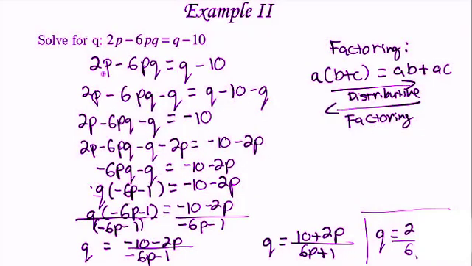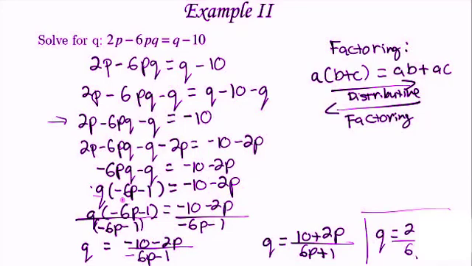This one was kind of complicated because it involved factoring. Looking back, we started out with 2p minus 6pq equals q minus 10. In order to solve this, I had to first move any term containing q to the left. I did that by this step, and then I moved my 2p over to the right since that does not contain a q. That left me with minus 6pq minus q equals minus 10 minus 2p. To go further with this, I needed to separate out the q, and I did that by factoring, which gave me q times minus 6p minus 1 equals minus 10 minus 2p.